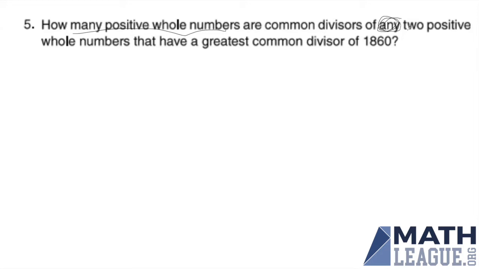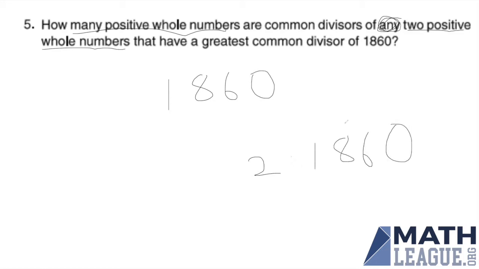So what are two positive whole numbers that have a GCD of 1860? Let's say we have 1860 itself and like 2 times 1860. So their greatest common divisor will of course be 1860. And we are looking for how many numbers are common divisors of both of these.